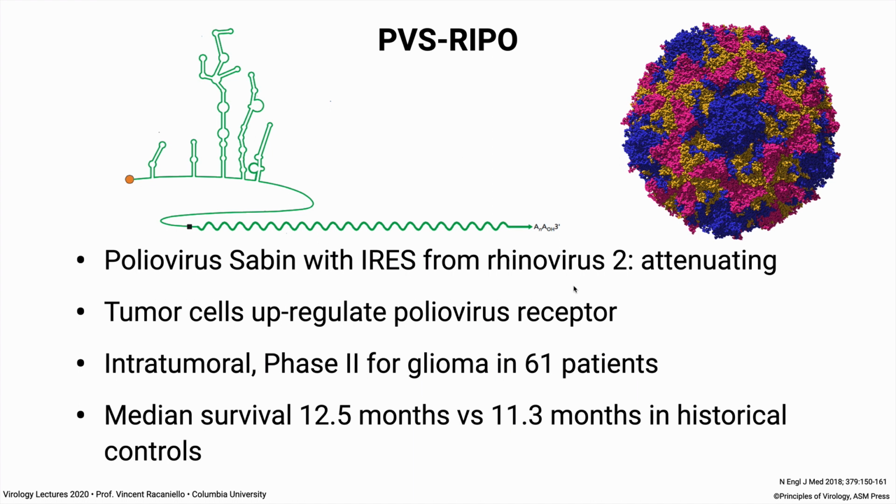A modified polio is being considered for treatment of glioblastoma. And this is a poliovirus Sabin, a vaccine strain with the internal ribosome entry site from a rhinovirus, which makes it attenuated, not paralytic. These tumors upregulate the polio receptor. So this has gone into phase 2 for glioma and has increased the median survival time. So it's an interesting way of repurposing a vaccine strain.